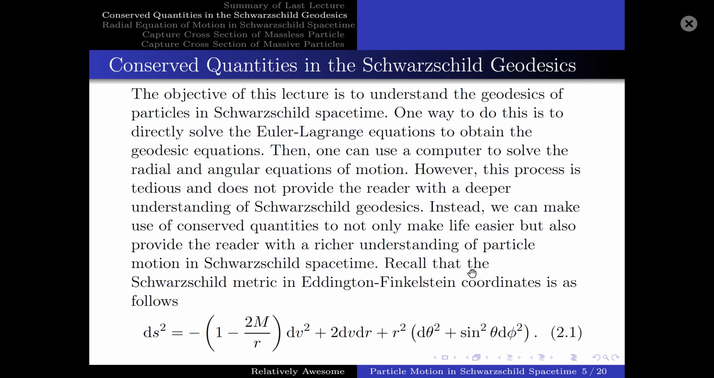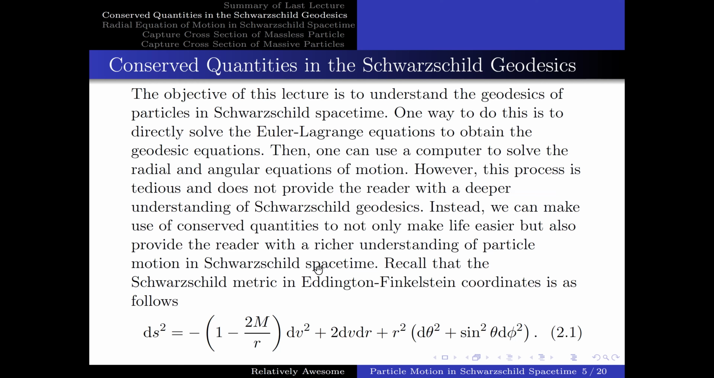Now, the objective of this lecture is to understand the geodesics of particles in Schwarzschild spacetime. One way to do this is to directly solve the Euler-Lagrange equation to obtain the geodesic equations. Then one can use a computer to solve the angular and radial equations of motion. However, this process is rather tedious and does not provide the reader with a deeper understanding of the Schwarzschild geodesics. Instead, we can make use of conserved quantities to not only make life easier, but to provide the reader with a richer understanding of particle motion in Schwarzschild spacetime.